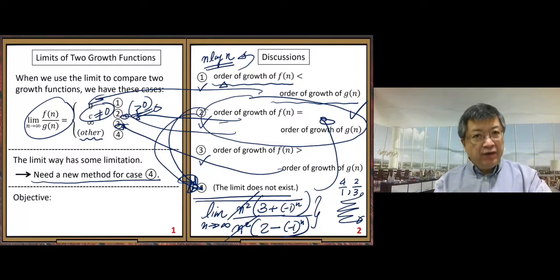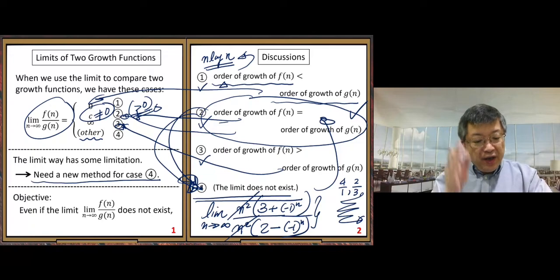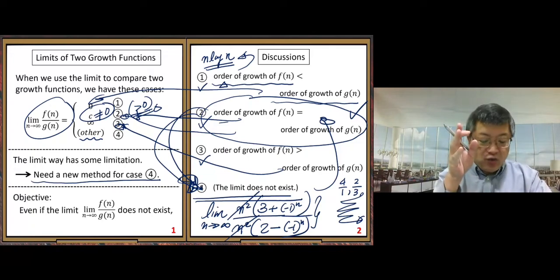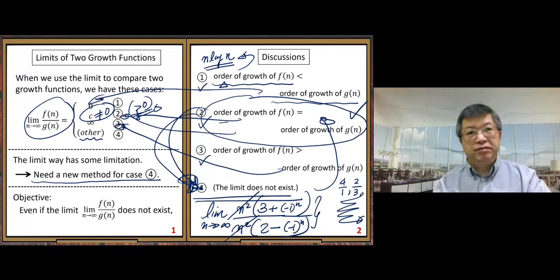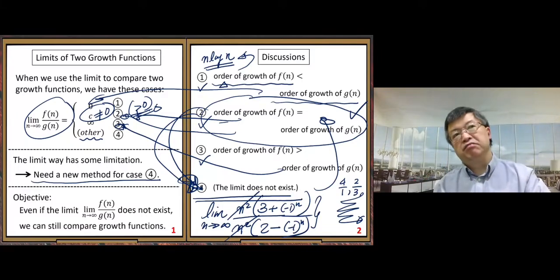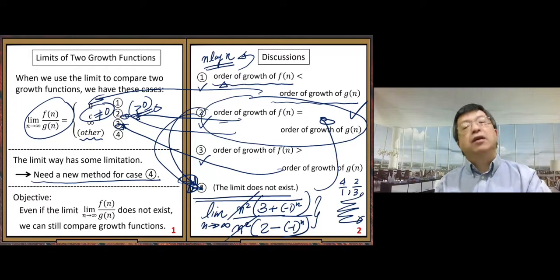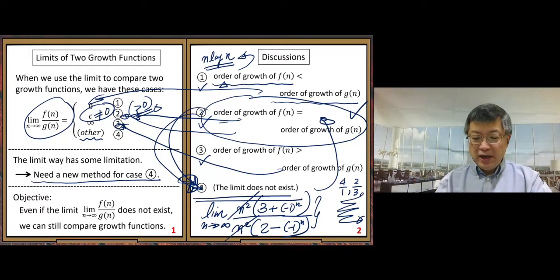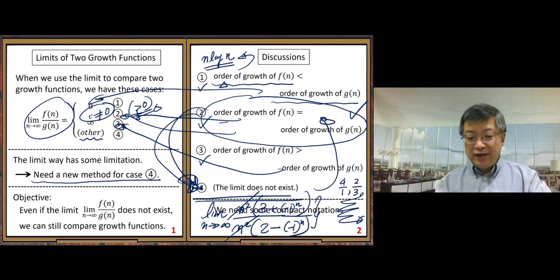So our objective: even if the limit of this ratio does not exist, we can still compare two growth functions. How to do it? Here, let me leave the formula there, so you can see this example. All right, let's go to the next slide.